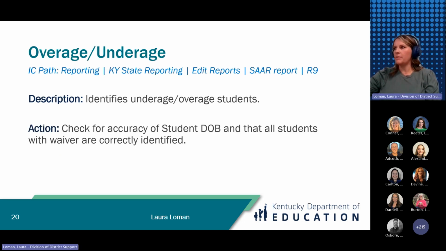Overage, underage, this is the path that will identify those, and it's going to be reporting, Kentucky State Reporting, edit reports, and the SAR report. So it's one of those detail reports, and it's R9. If you have any underage students with a waiver box checked, you'll get a record 9 warning when you're submitting the SAR, and I think it causes a record 4 with the growth factor. You'll be able to resolve this by explaining that you have an underage student. So this isn't one of those that can actually be cleared when you do your SAR submission.